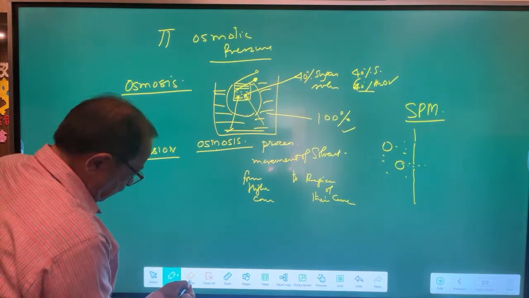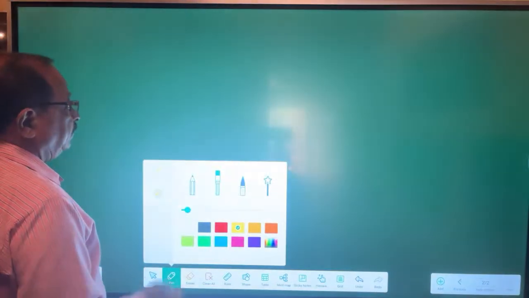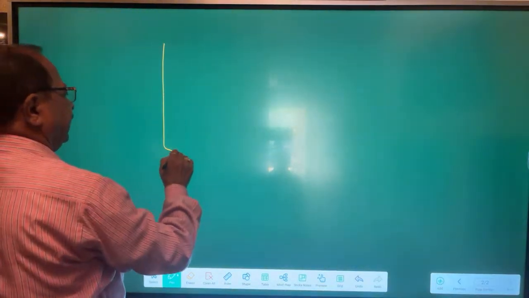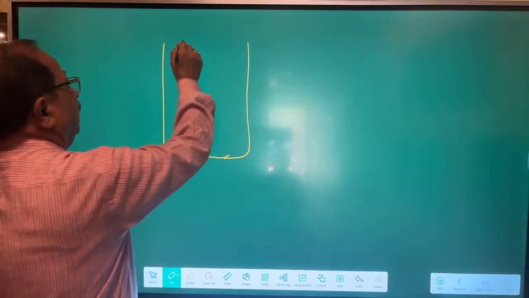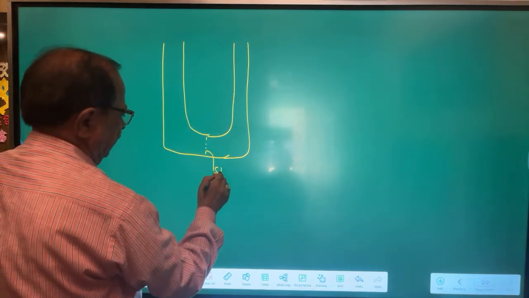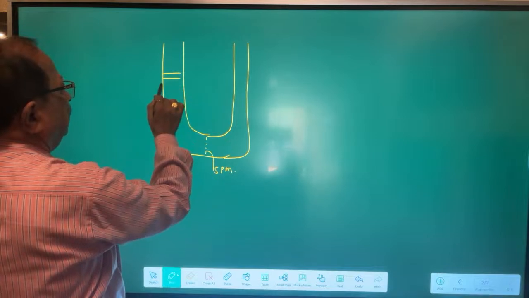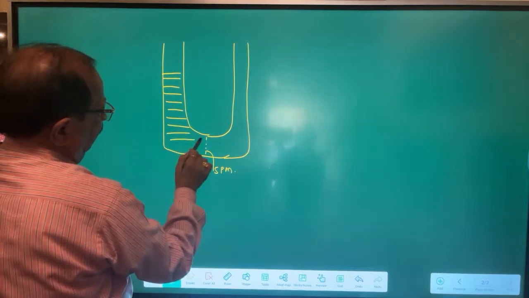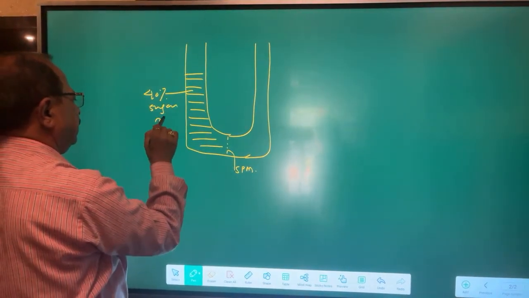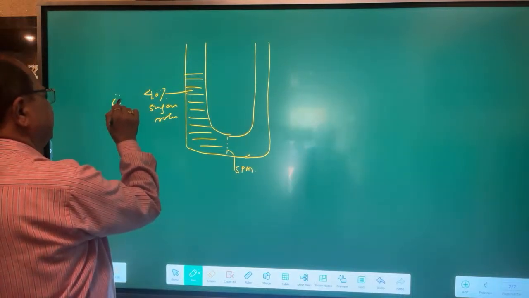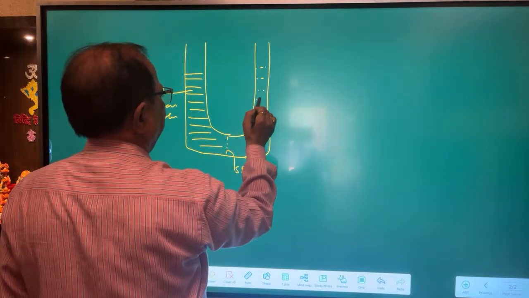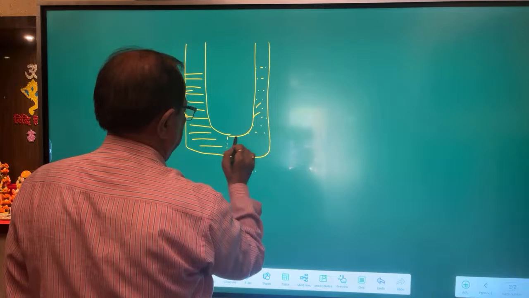Now, you have to understand what is osmotic pressure. Again, I am taking a U tube made out of glass, and here there is a semi-permeable membrane. On one side, I put a thick solution, say 40% sugar solution, which contains 60% water, and on this side of the semi-permeable membrane there is 100% water.